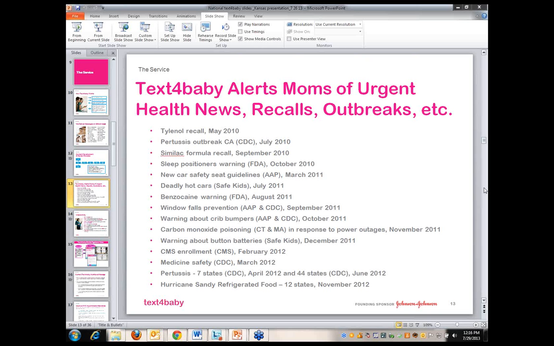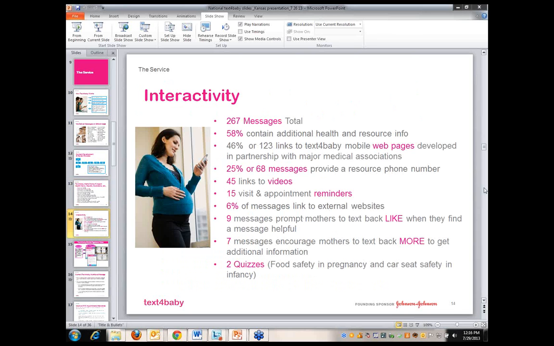Second to last bullet, there was a pertussis outbreak back in April 2012, as well as in June 2012. We were able in April to target the 7 states where there was the pertussis outbreak and send an ad hoc message giving information around pertussis. So again, really interesting and kind of effective way that we can utilize the tool and enhance it even more to get information to our moms.